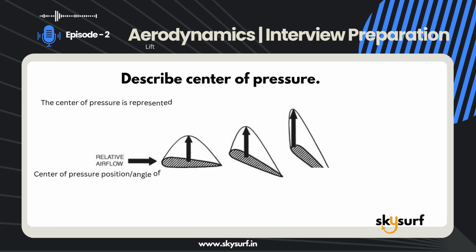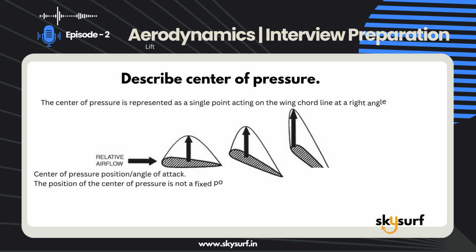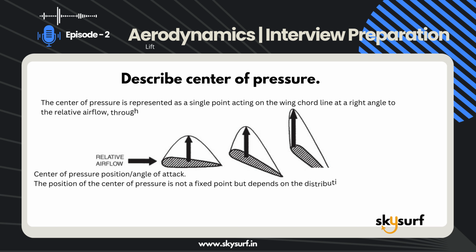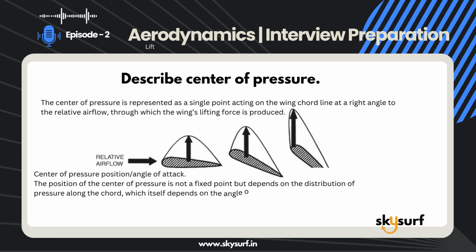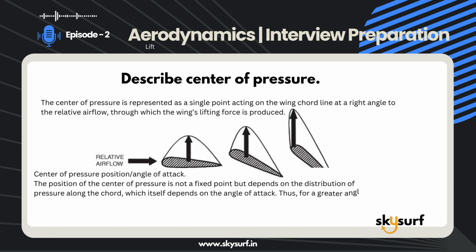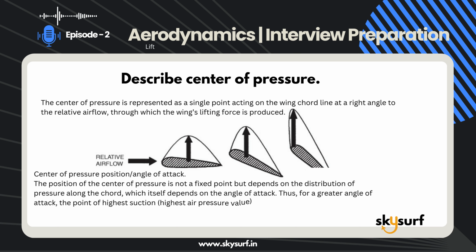Describe center of pressure. The center of pressure is represented as a single point acting on the wing chord line at a right angle to the relative airflow, through which the wing's lifting force is produced. Center of pressure position and angle of attack: the position of the center of pressure is not a fixed point but depends on the distribution of pressure along the chord, which itself depends on the angle of attack.